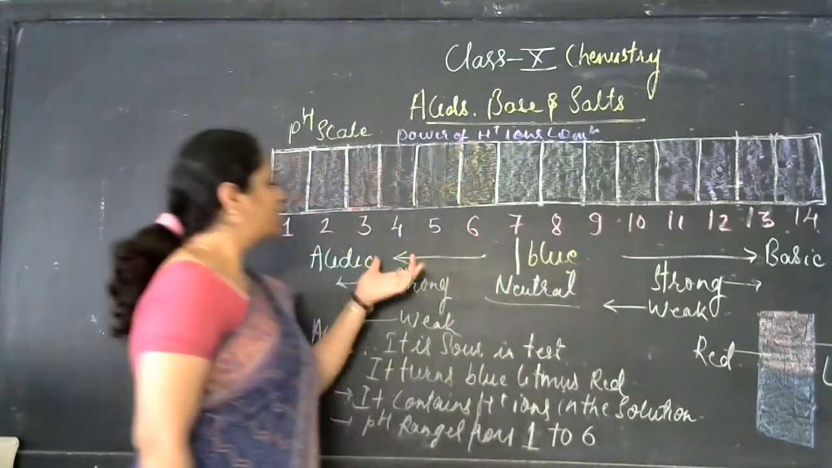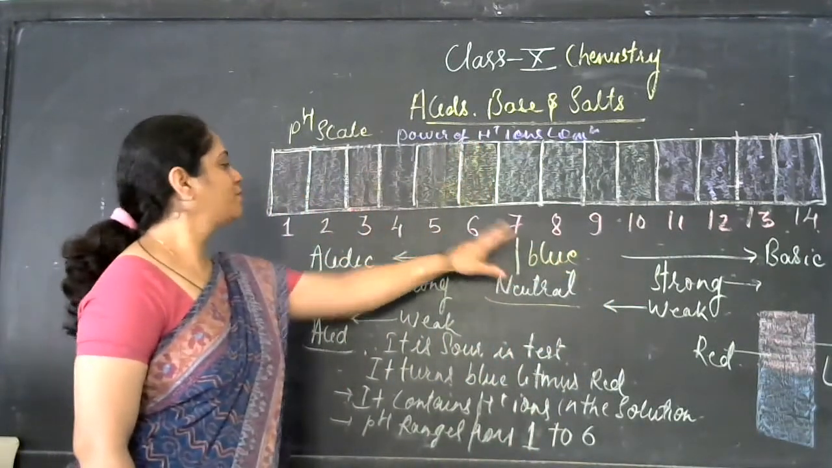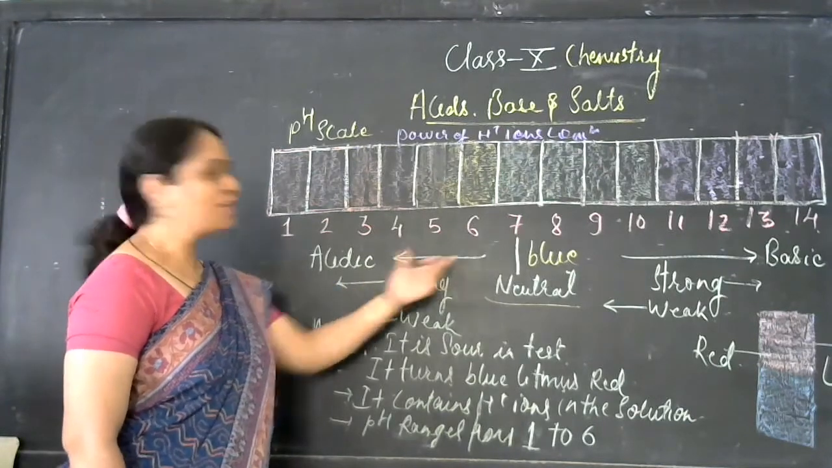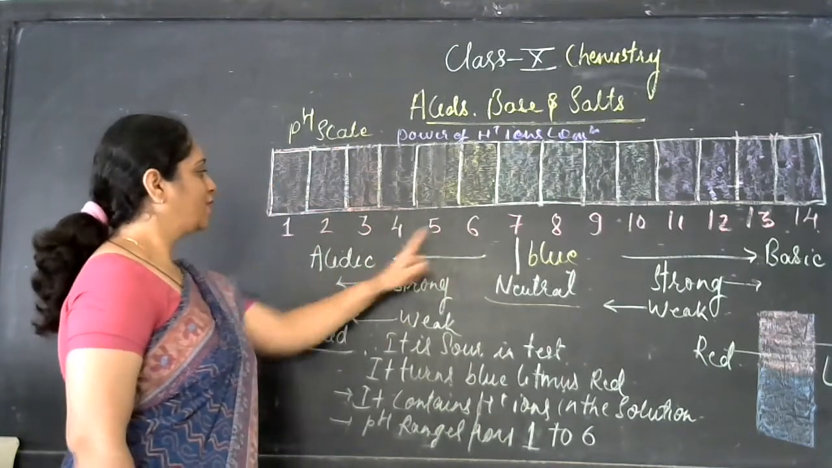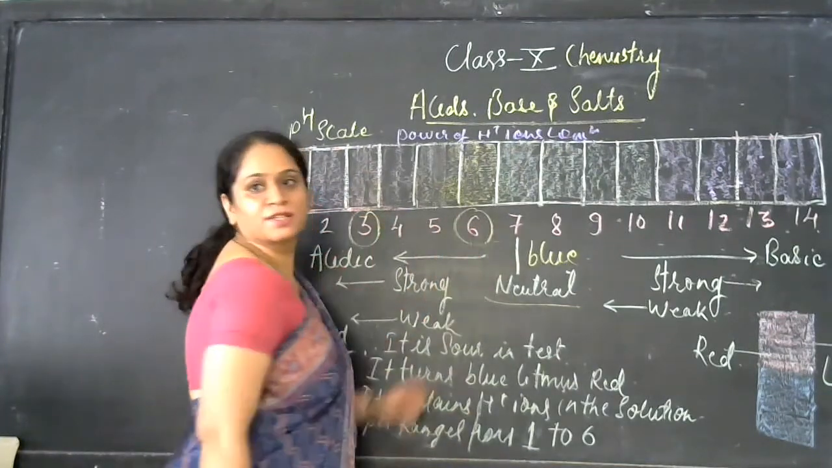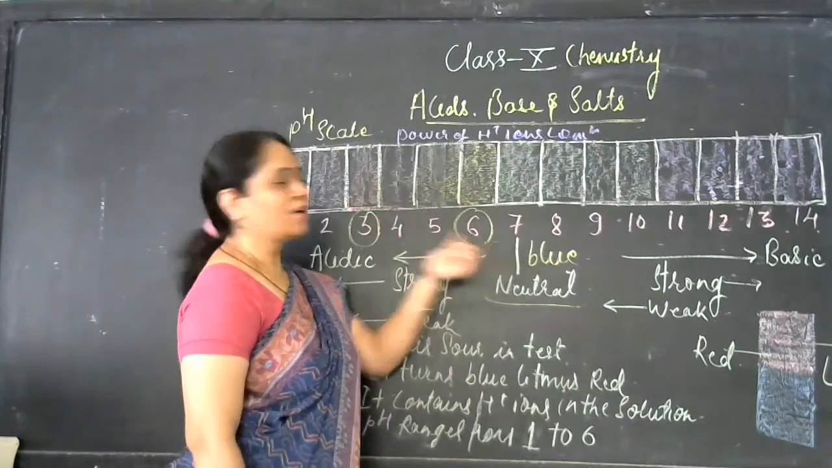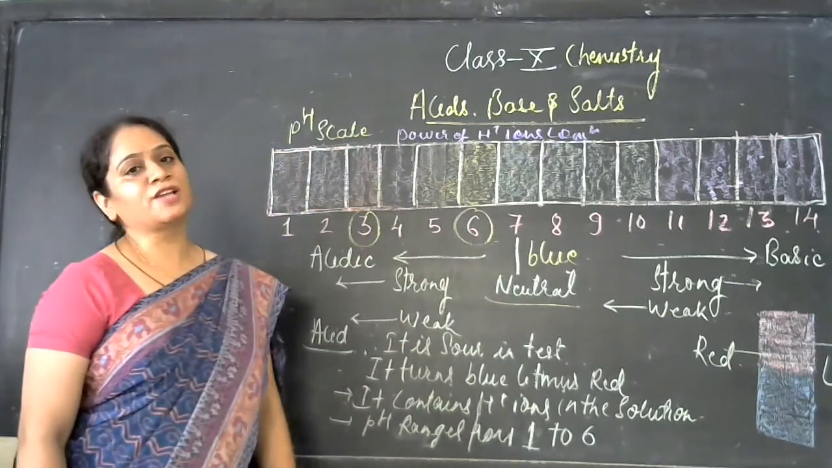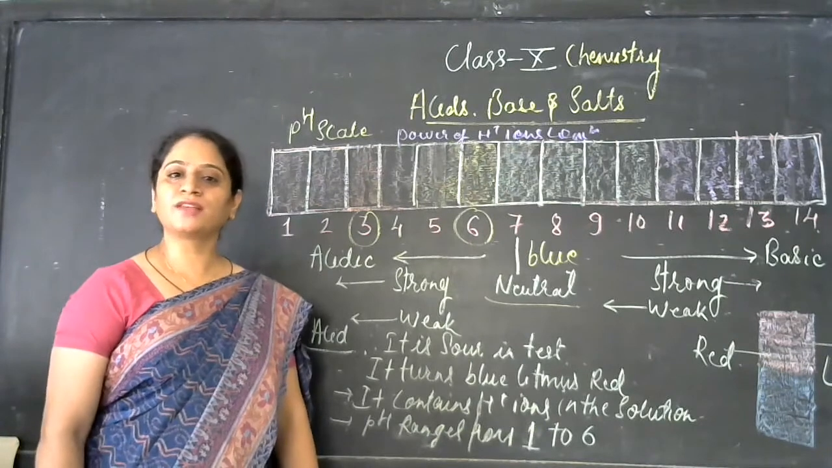Similarly, when the pH goes from 7 to 1, there is acidic strength. As we move towards this, 3 is more acidic as compared to 6, 6 is less acidic in nature, and 3 is more acidic in nature. That is acids. In nature, you have seen different types of acids.